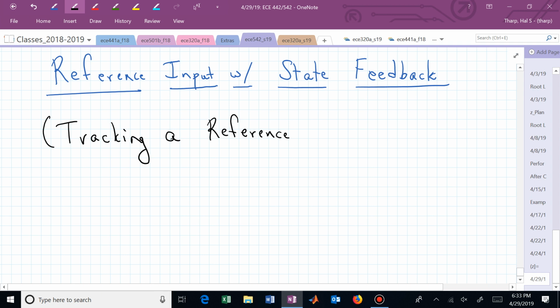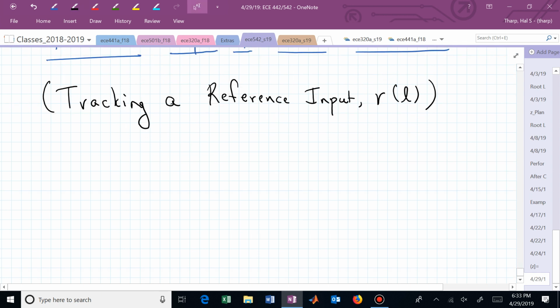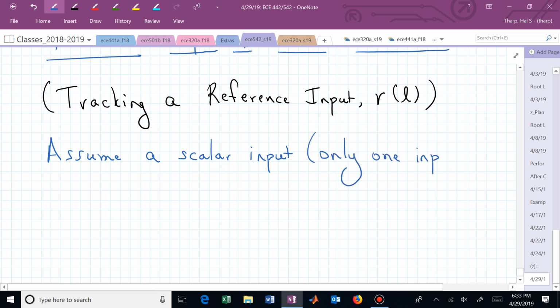Now we're tracking a reference input, where the reference input is a new signal we'll call little r of k. This will be enough for us to just assume a scalar input, or a single input system. So assume a scalar input, or another way to say that is assume only one input.